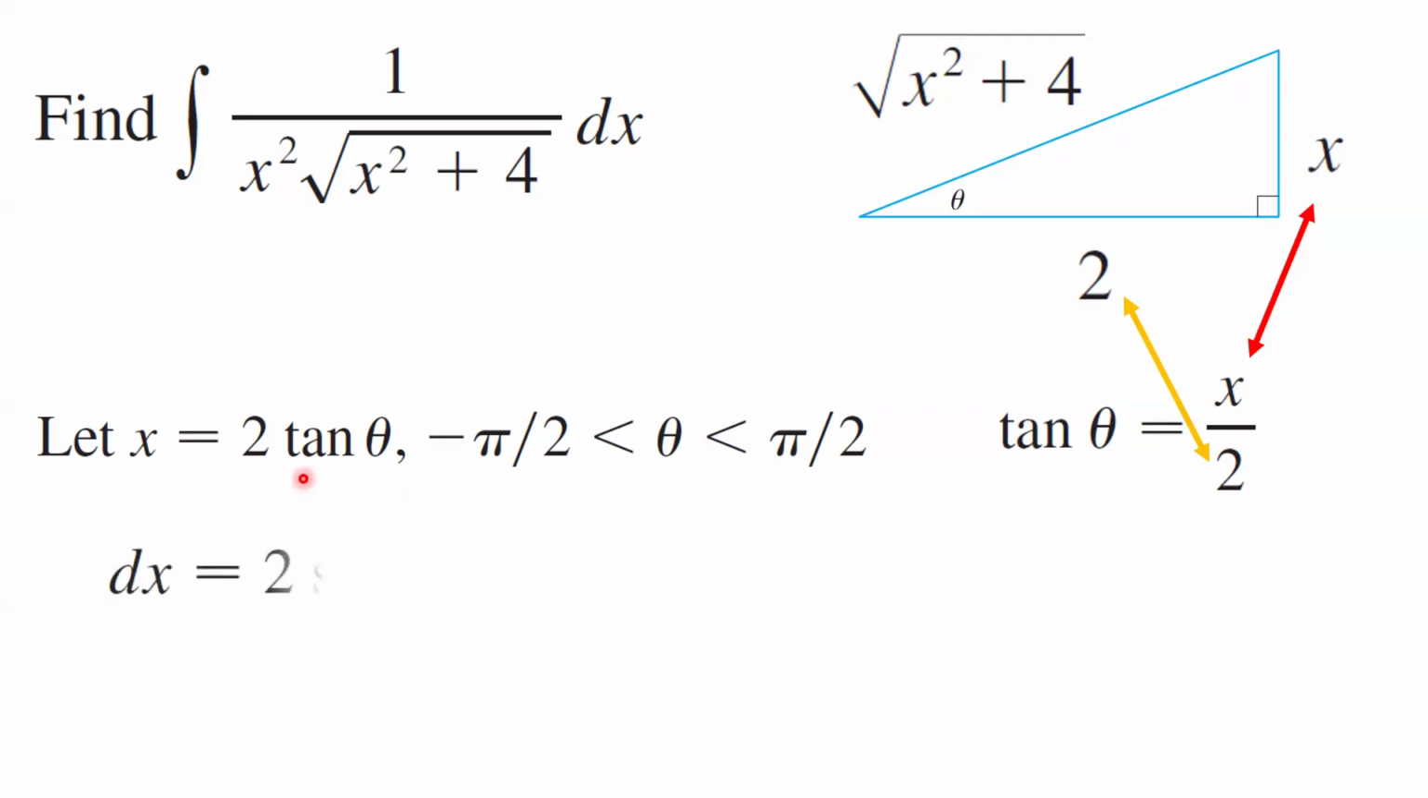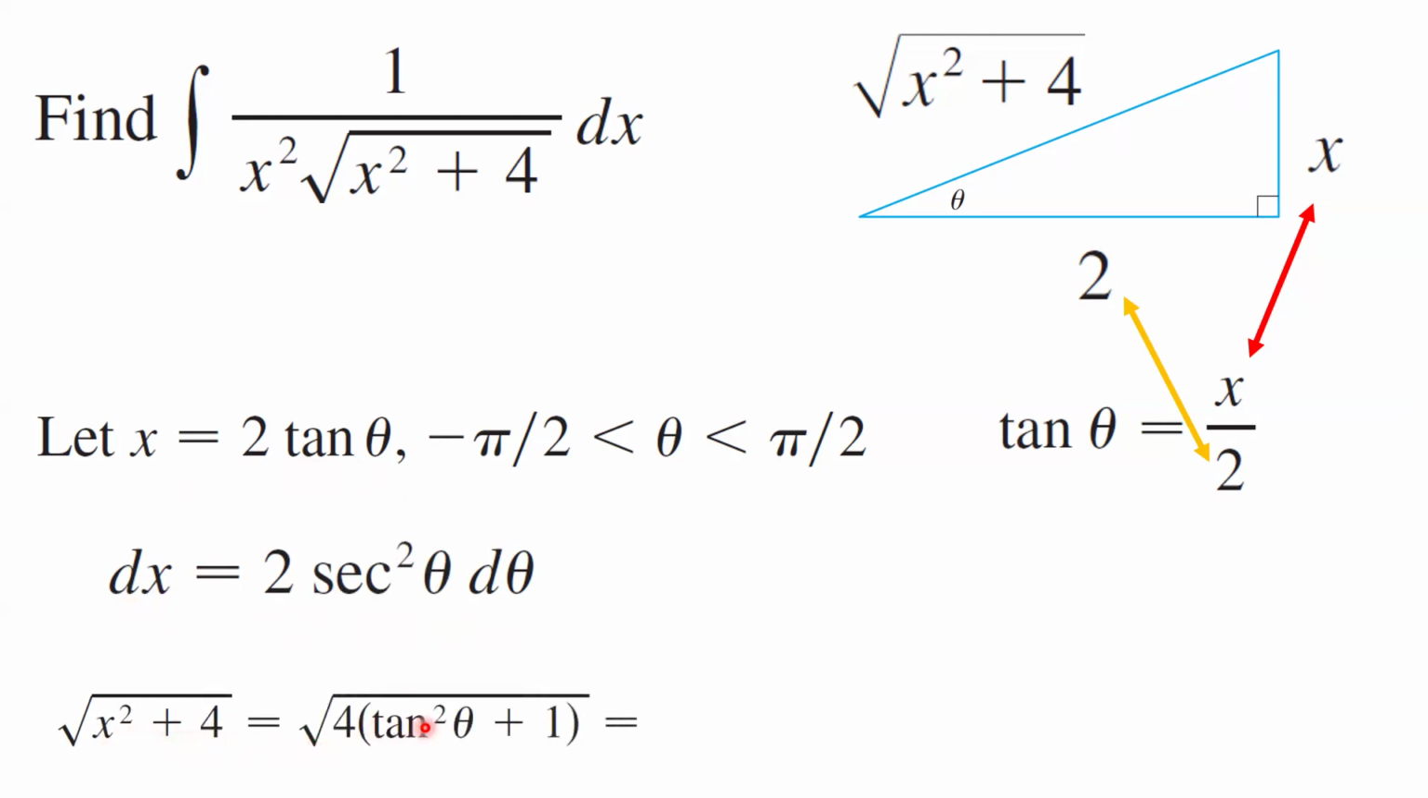Since x is equal to 2 tangent theta, dx becomes 2 secant squared theta d theta. We're going to substitute everything into the integral and simplify as much as we can. The square root of x squared plus 4 becomes the square root of 4 tangent squared theta plus 4. You can factor out 4 and write it in front. So it becomes the square root of 4 secant squared theta, which in turn is 2 times the absolute value of secant theta. Theta is bounded between negative pi over 2 and pi over 2, so let us just get rid of the absolute value sign.